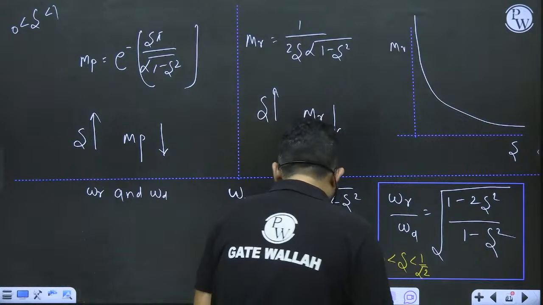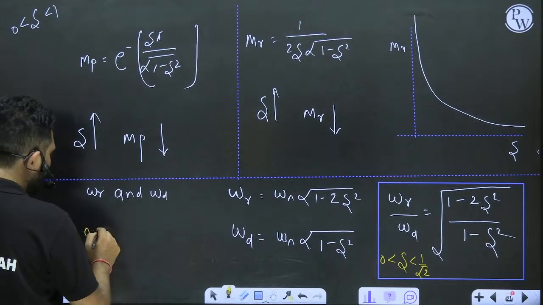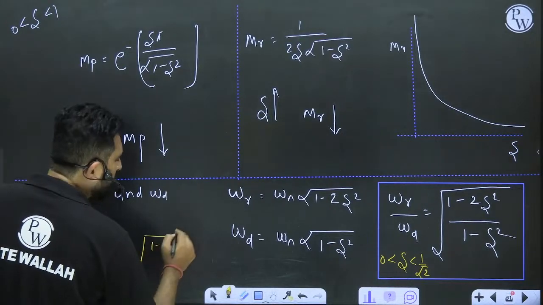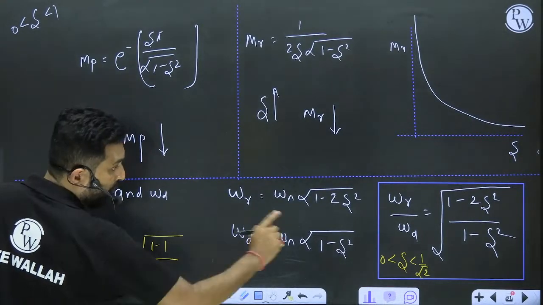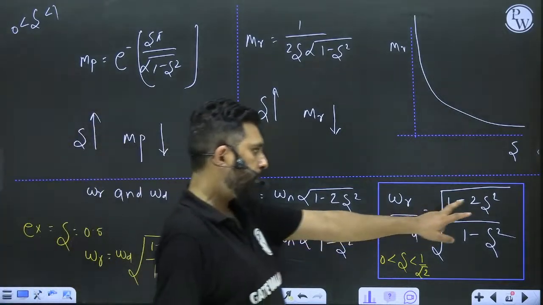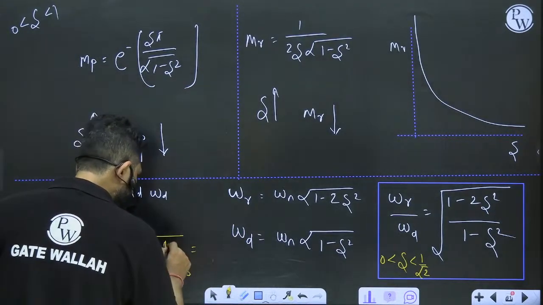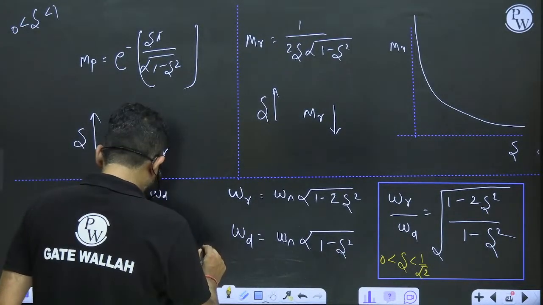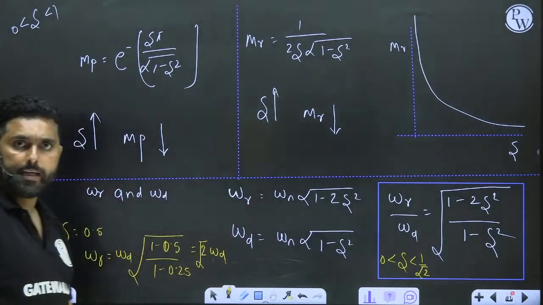So for example, if you put zeta equal to 0.5, then omega r is omega d root of 1 minus 2 times 0.5 whole square, which is 0.25, divided by 1 minus 0.25. 0.25 into 2 is 0.5, so 0.5 upon 0.25, I think root 2 omega d. Check it.